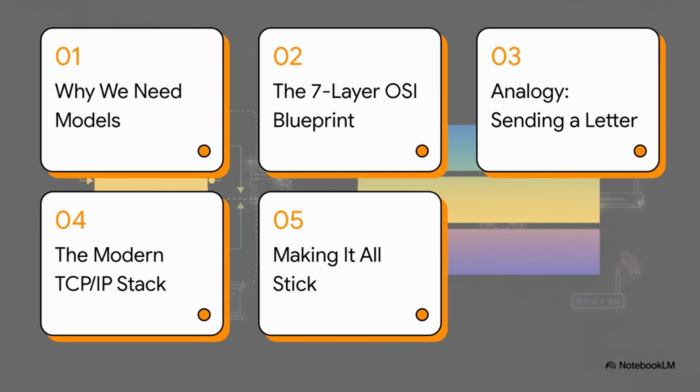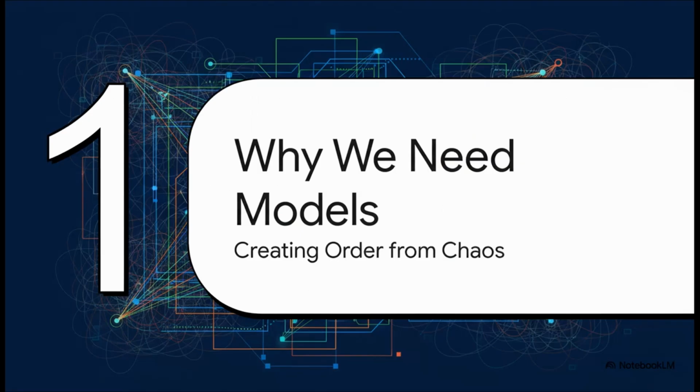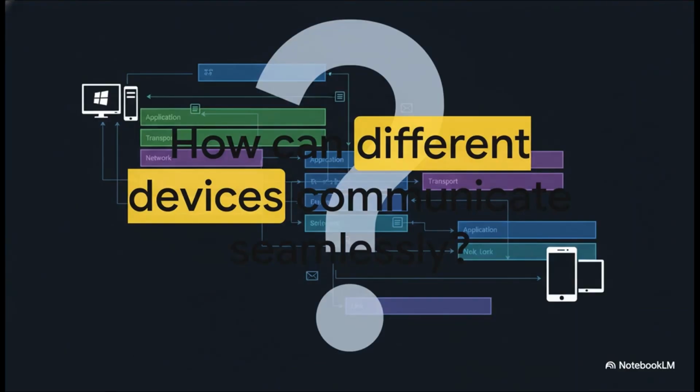Alright, first things first. Why do we even bother with all these layers and models? Well, it all comes down to solving a huge fundamental problem in the world of technology. I mean, really think about it for a second. You've got literally countless devices made by thousands of different companies running totally different software. And yet somehow, my Windows machine can send a message that your Android phone can read perfectly, no problem. How is that even possible? Without some kind of common set of rules, it would be total digital chaos.